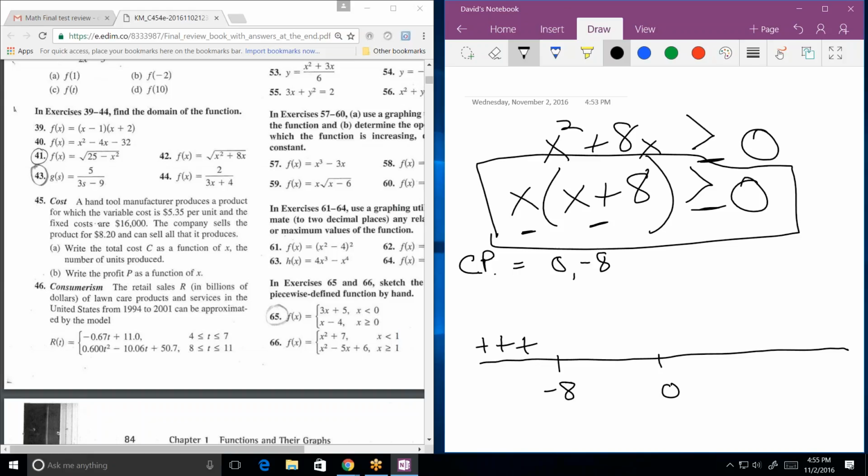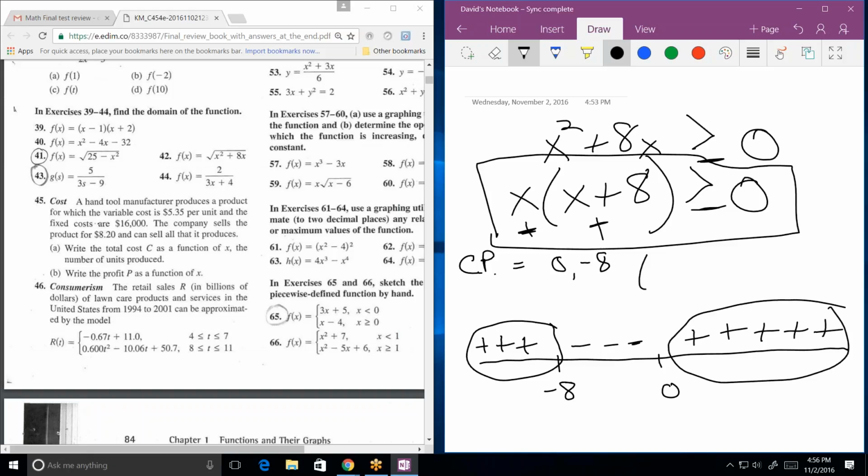Now pick a number between 0 and minus 8. Negative 1. Okay, again, that's negative, but this is now positive. Negative times positive is negative, so all of these are negative. And pick a number greater than 0. 1. That's positive, that's positive. Positive times positive is positive, and now we're ready to answer the problem. The solution is negative infinity to negative 8 in combination with 0 to infinity.